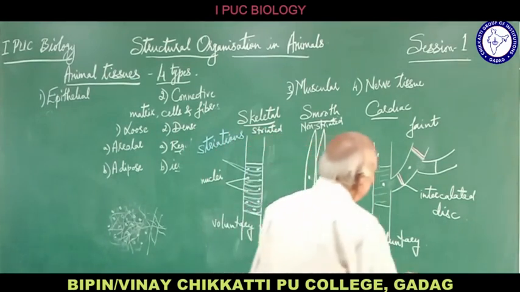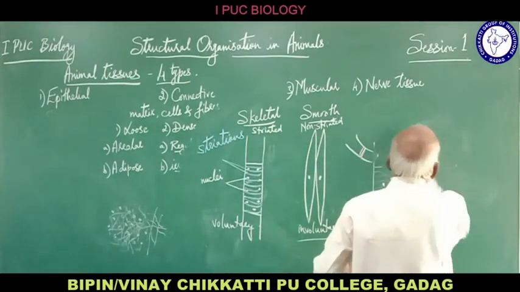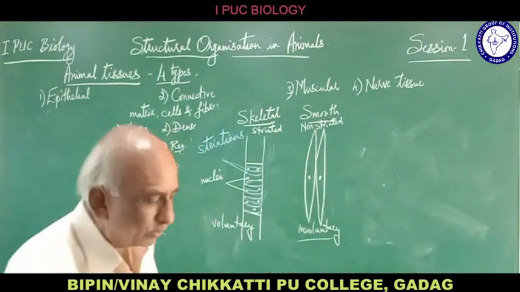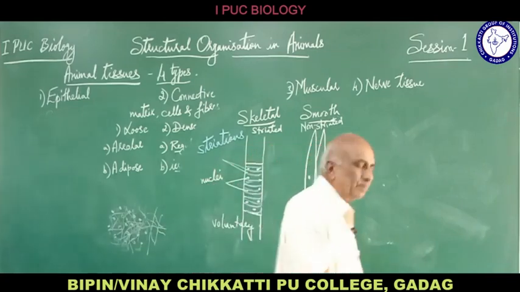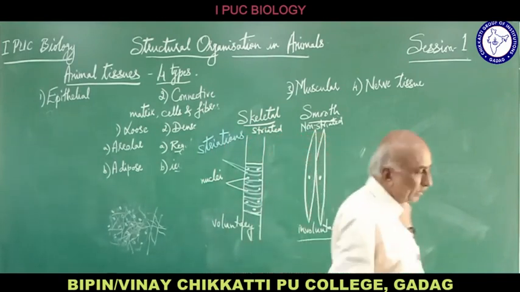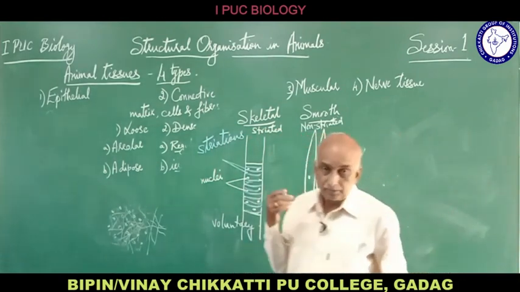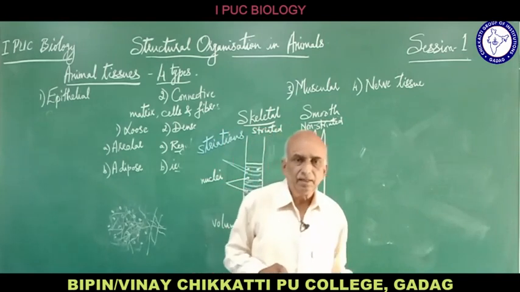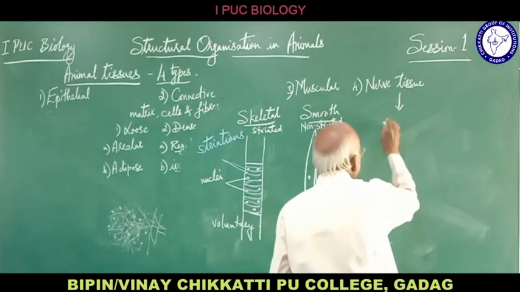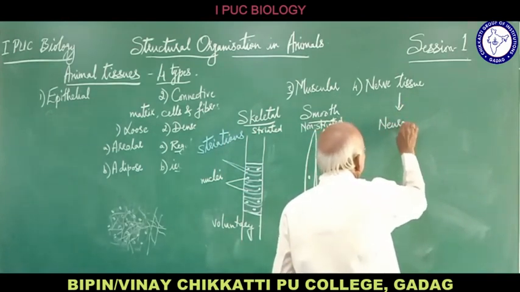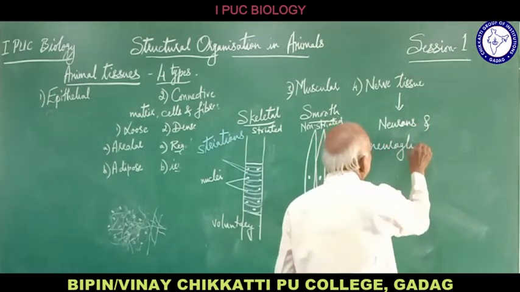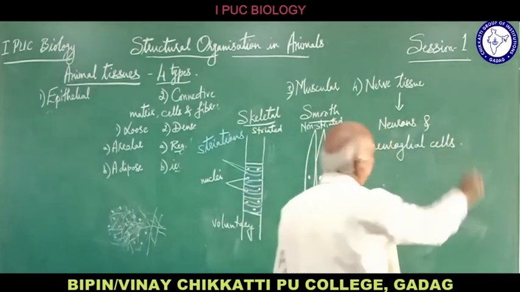Then lastly, nerve tissue, which we are not studying in detail here. Just to mention the nerve tissue here. More about the nerve tissue we will be studying in another chapter in human physiology, probably in chapter 20 or 21, where we will be studying the structure of the nerve cell and its functions. But here in brief, a nerve tissue consists of nerve cells, or neurons, and there is another type of cells in the nerve tissue called neuroglial cells.